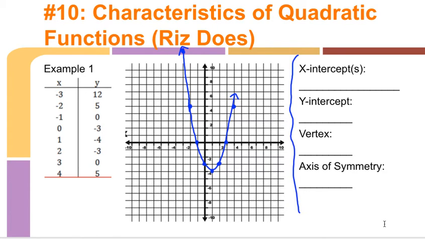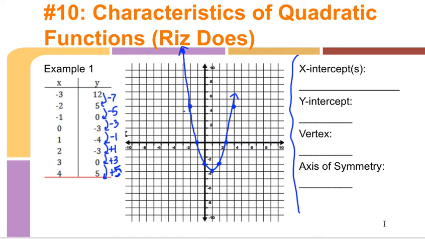Okay? So the other thing that you want to notice here is that if you were just given the table, there's a way for you to determine if it's quadratic, right? So from 12 to 5, the rate of change is -7. From 5 to 0 is -5. 0 to -3 is -3. -3 to -4 is -1. -4 to -3 is adding 1. -3 to 0 is adding 3. And 0 to 5 is adding 5.